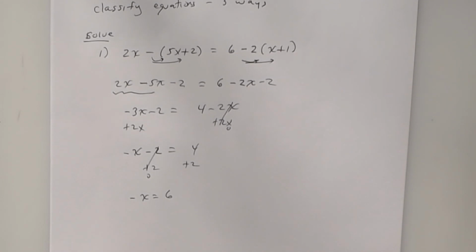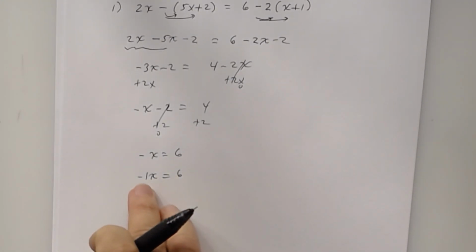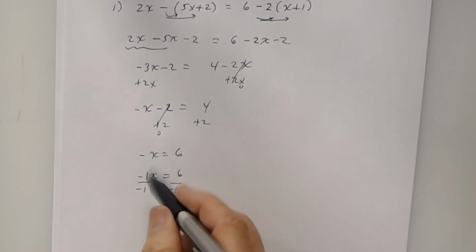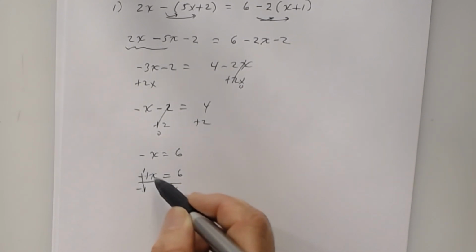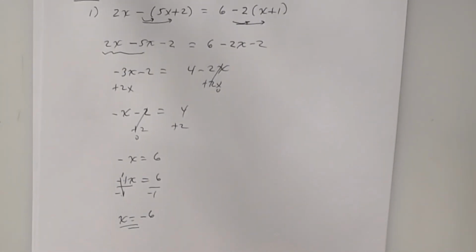Now remember, you're solving for x. You haven't gotten x yet. Remember, negative x means the same thing as negative 1x, right? So I don't want a negative 1, though. I want the coefficient of x to be what? Positive 1. So you can divide both sides by negative 1. Remember, what you do one side, you do the other. So negative 1 divided by negative 1 is now a what? Positive 1. 1 times x is x. So what does x equal? Negative 6. Okay? All right.